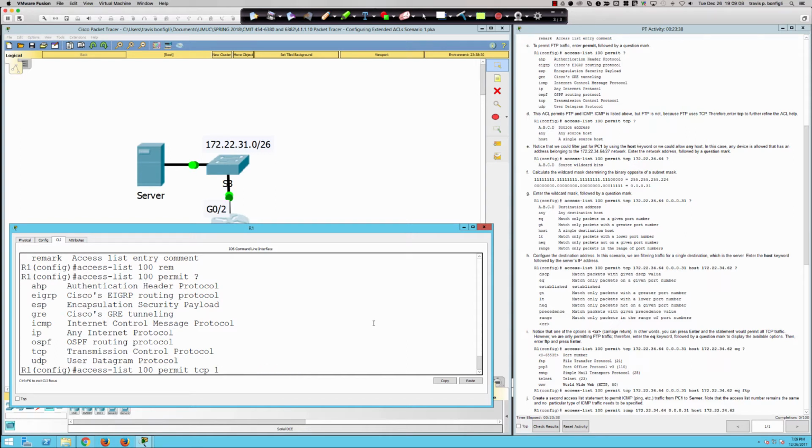However, here, they're looking for 172.22.34.64, and now we get to the wildcard mask. And again, there's always typically more than one way to do things. This is certainly a way to do it, is to write the binary out. So take the dotted decimal notation of the subnet mask.